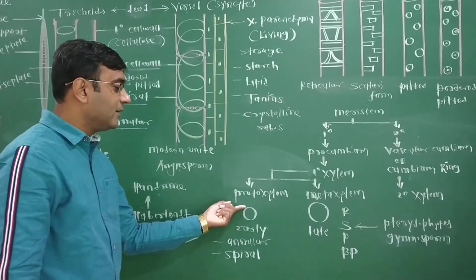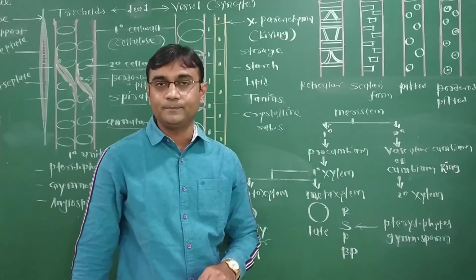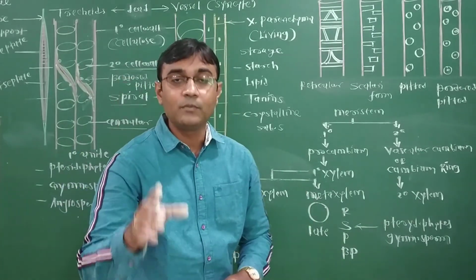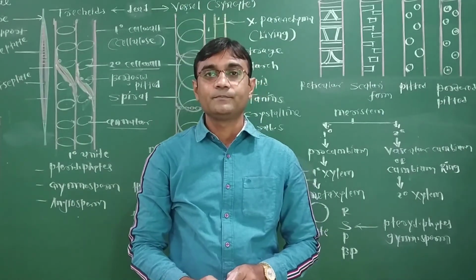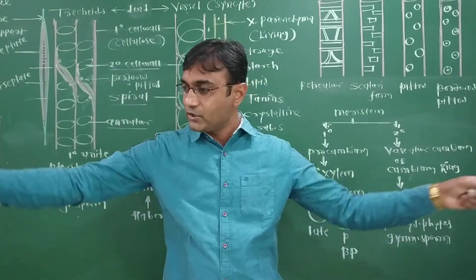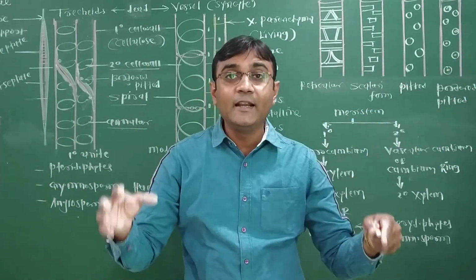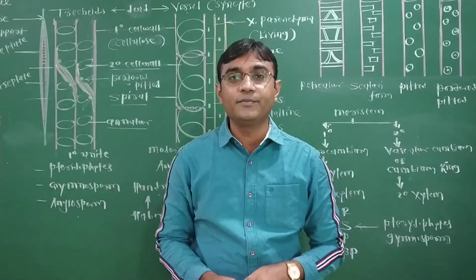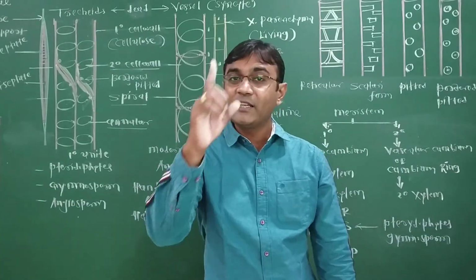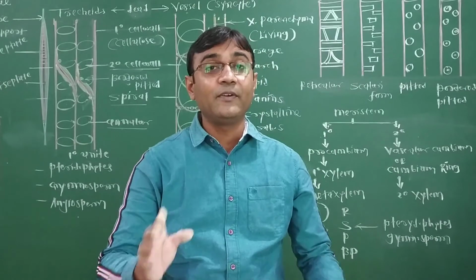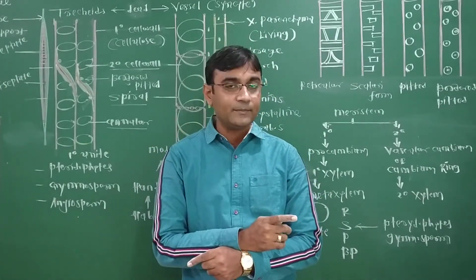Annular and spiral thickening are present here. The rest of four types of thickening are present in metaxylem. Xylem transports water and minerals along the longitudinal axis. Transportation of water and minerals occurs in the radial direction also, with the help of ray parenchyma. What is ray parenchyma? We will discuss that at the time of the anatomy of a dicot stem.